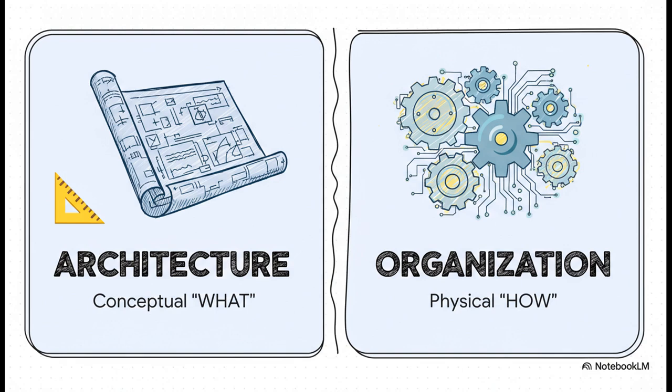Think of it like this. An architect draws the plans for a house. That's the architecture. But the construction crew deciding to use steel beams instead of wood, that's the organization. One is the plan, the other is how you actually build it.